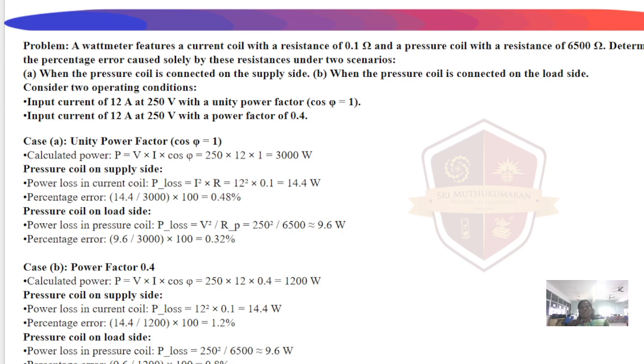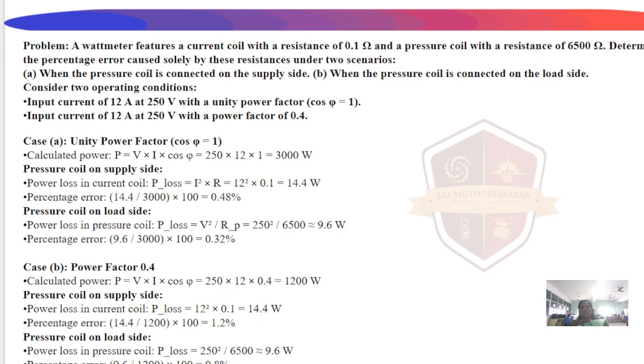If the pressure coil is connected on the load side, power loss occurs in the pressure coil. In the formula, power loss equals V squared divided by R_p. That is approximately 9.6 watts. Next, percentage error. Percentage error is 0.32 percent. Now, second case, power factor is equal to 0.4.